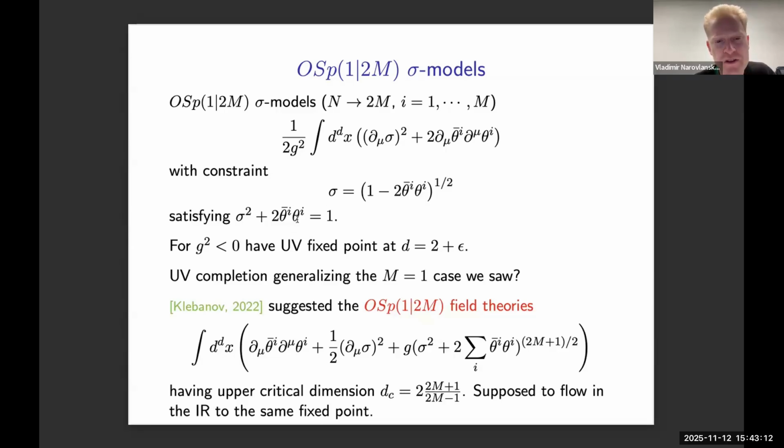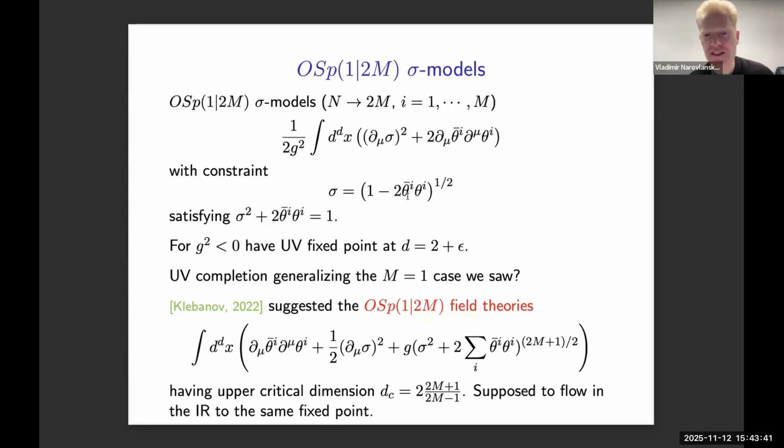This is, again, the same invariant form of OSP 1-2m. Now the thetas go from 1 to m, so i goes from 1 to m. So this theory is manifestly invariant under OSP 1-2m. This sigma model is clearly invariant under it. Now note that this equation has 2 solutions for sigma, this one and minus this one. And by definition, we include only this one. Okay, this is just the definition of this particular theory we discuss here.